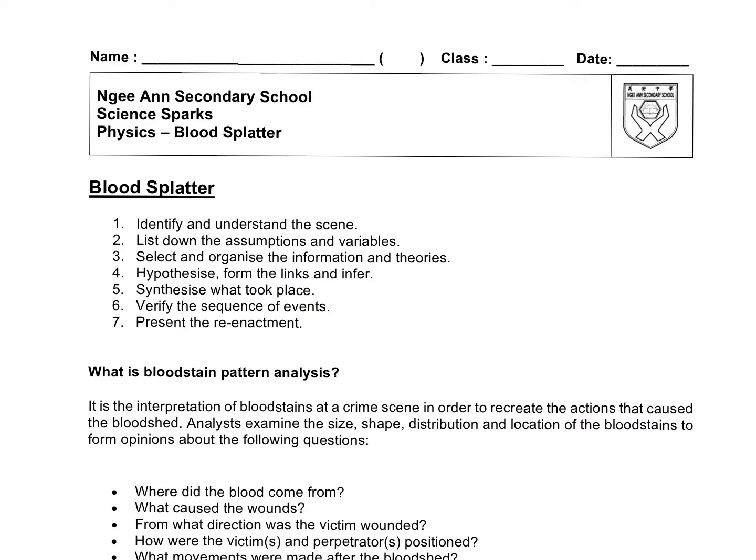Before we go into blood splatter, I would like you all to go through the thinking routines again. That is to identify and understand the scene, list down the assumptions and variables, select and organize the information and theories, hypothesize, form the links and infer, synthesize what took place, verify the sequence of events, and present the reenactment. So these are the things that you should go through in your mind when you're trying to come up with what is happening based on the blood splatter scene that you see. Okay, so now let's move on.